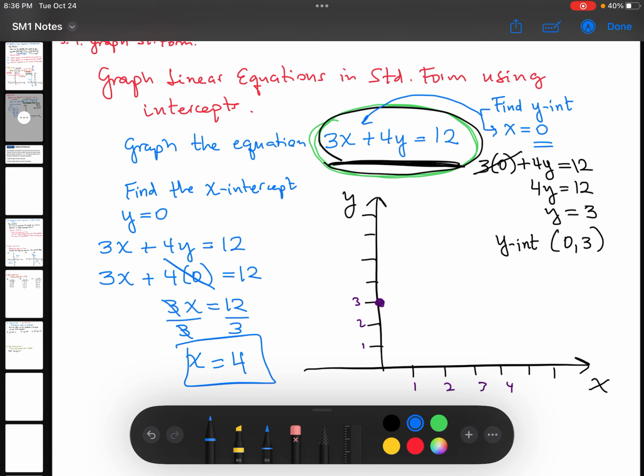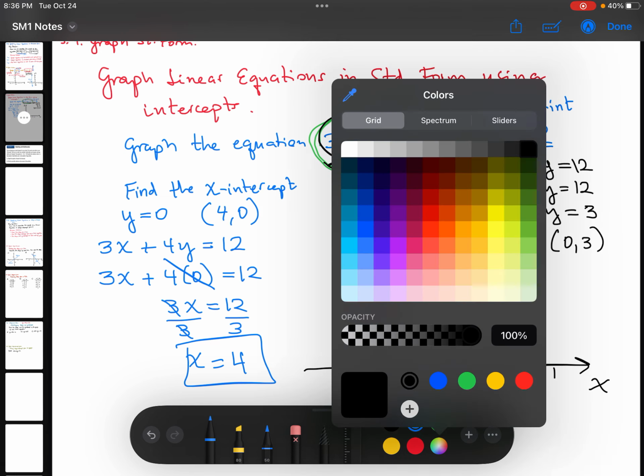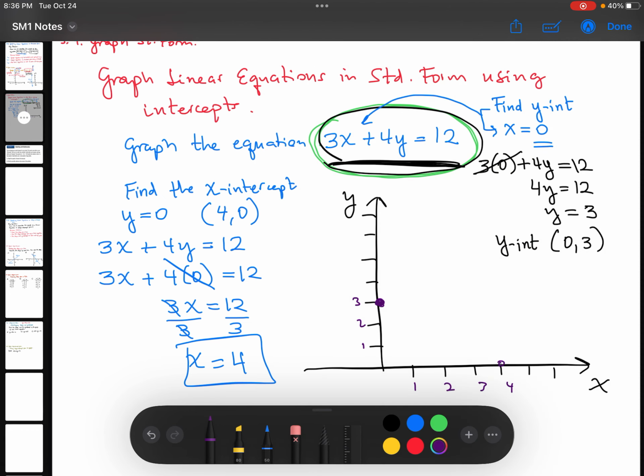So in this case, we already know where the x-intercept is. It is located at (4, 0). Let's find it here. It's located right here. Once you have plotted 2 points of a line, you can now draw it. And we are done graphing a linear equation in standard form using the intercepts.